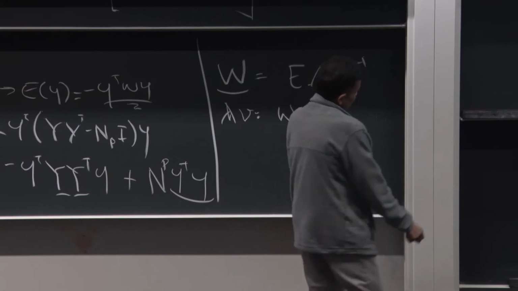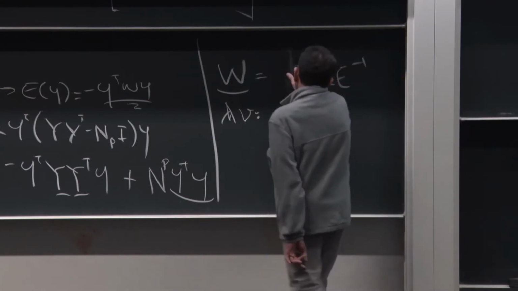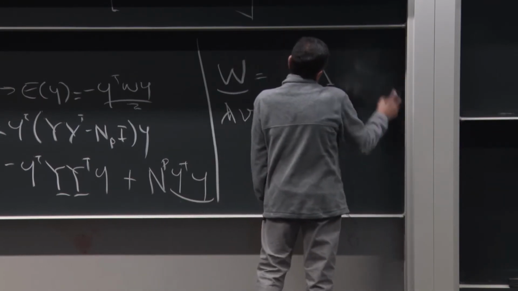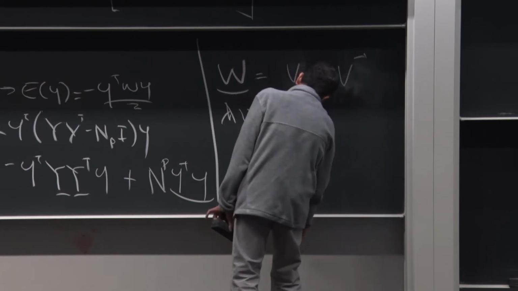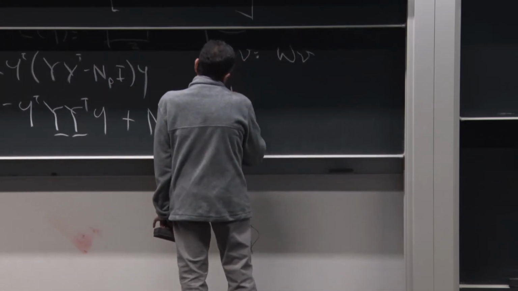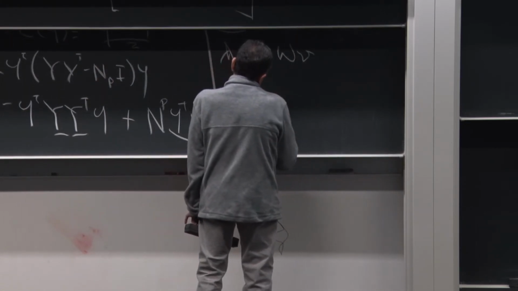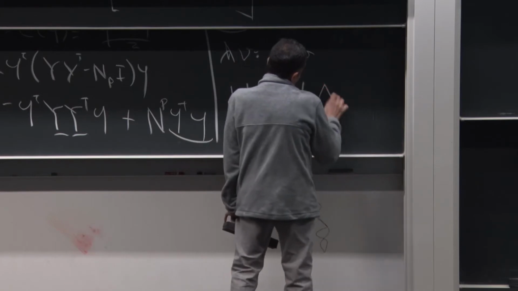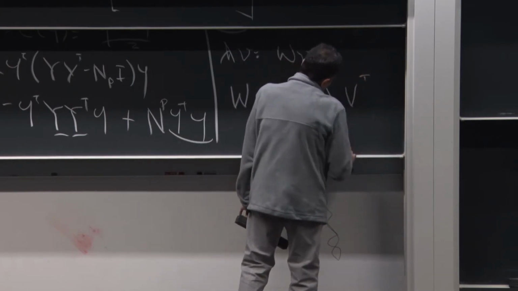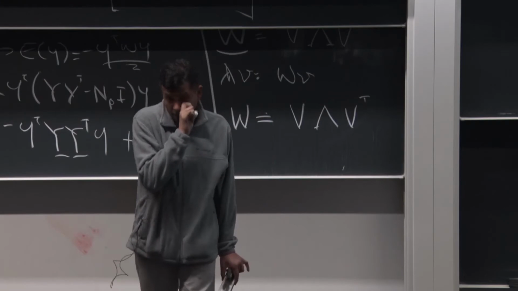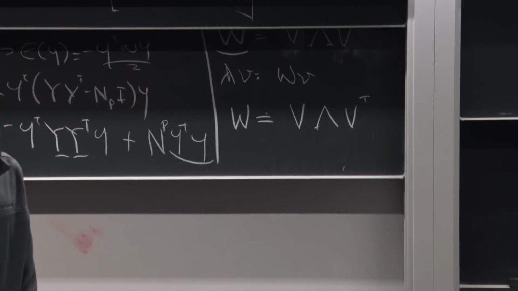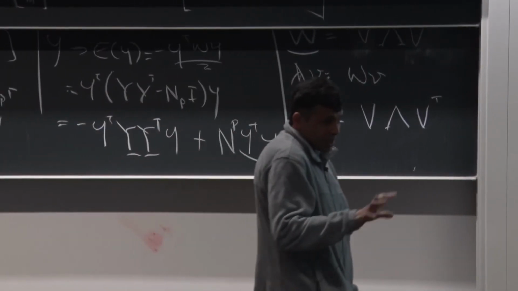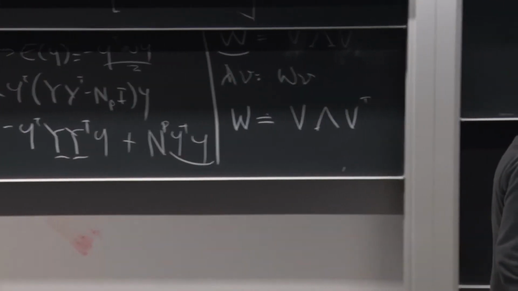Let me write this as V, just to match this guy, right? And specifically, if W was symmetric, then you got this behavior where the inverse of the eigenvector matrix was just the transpose of the eigenvector matrix, because all the eigenvectors are orthogonal to one another for a symmetric matrix, right?